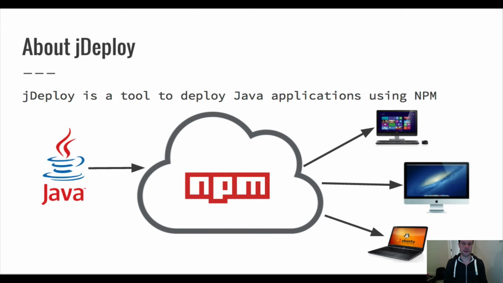So here's a quick overview of what jDeploy does. It takes your Java application, it could be an executable jar or it could be a WAR file. It allows you to publish it to NPM, that's the Node Package Manager. And from NPM, users are able to install your application on the command line with a single line of code.